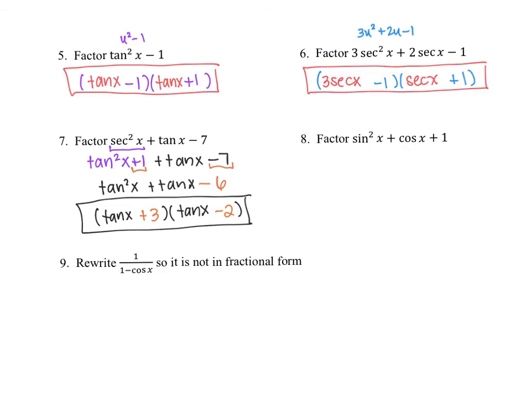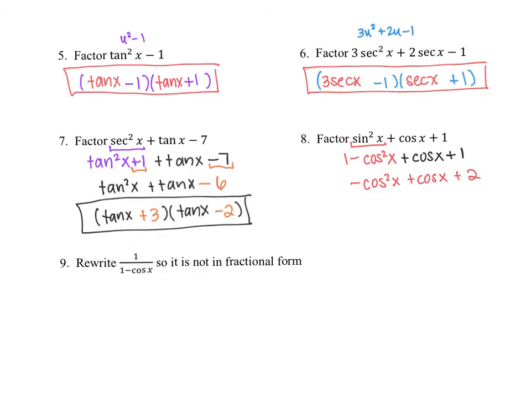Okay, this one, factor sine squared x plus cosine x plus 1. Again, it has two different trig functions in it, which is no good, so I need to make a substitution. Where I see sine squared, I'm going to use that for my substitution because I know I can use a Pythagorean identity. Sine squared turns into 1 minus cosine squared x. And then I will bring down the plus cosine x and the plus 1. I'm going to rewrite this in standard form. So that will be negative cosine squared x plus cosine x plus 2.